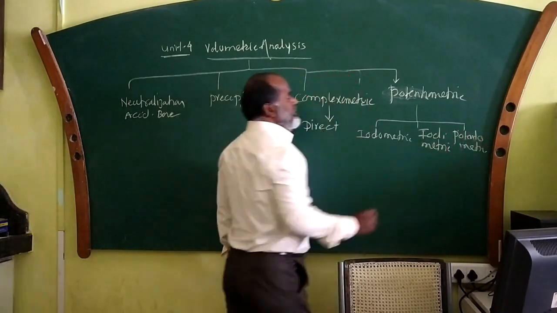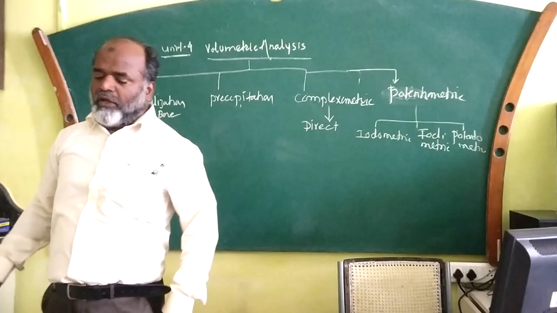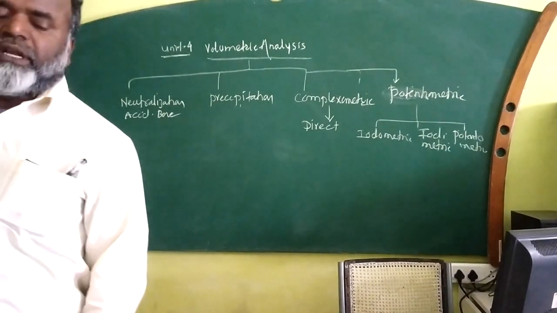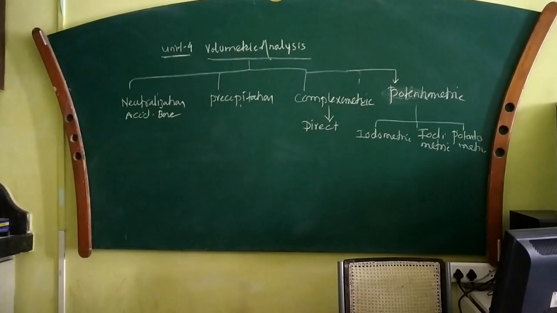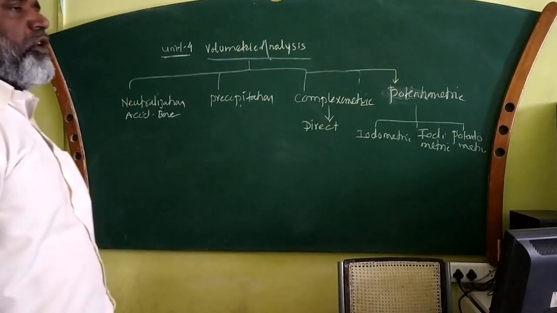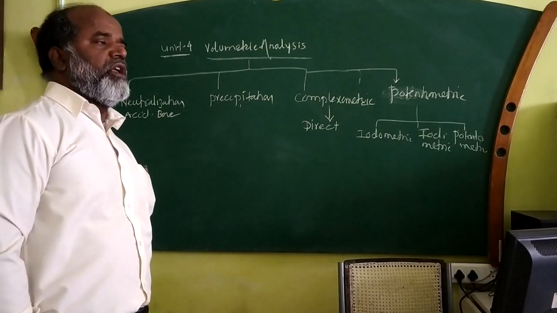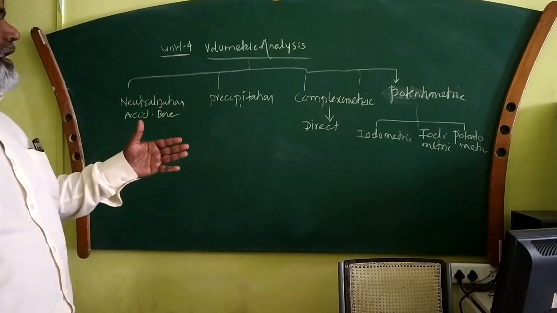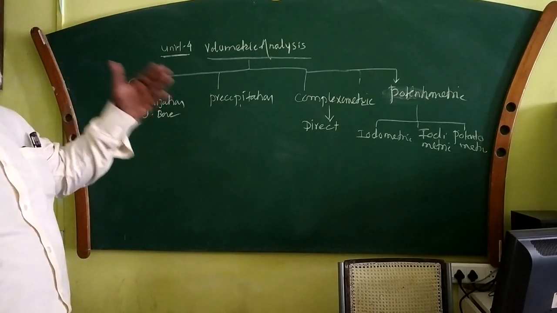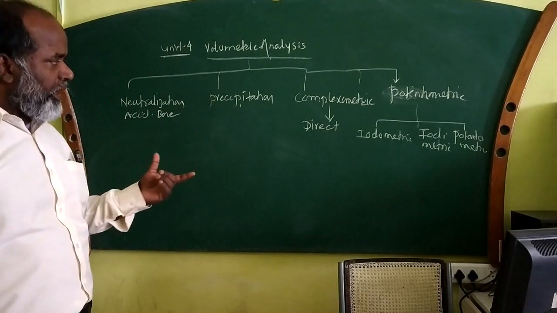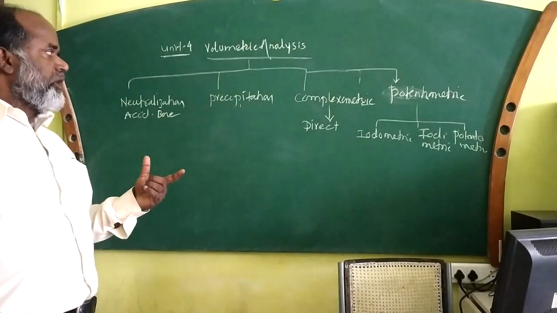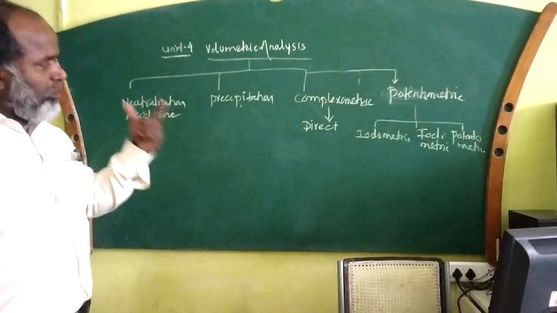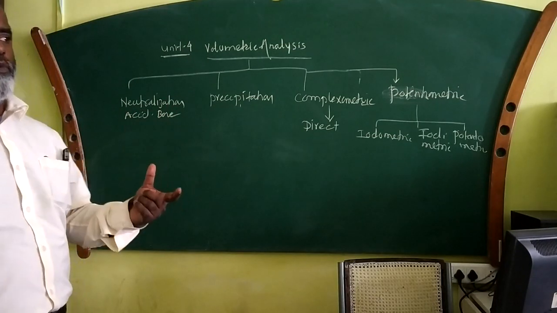Potentiometric type of titration. These are the 3 types of potentiometric titration. You can also call it redox titration. Why am I calling it redox? Because during the titration, redox reactions are taking place. So potentiometric analysis, meaning redox titration, is classified again into 3 types: iodometric, iodimetric, and potentiometric.